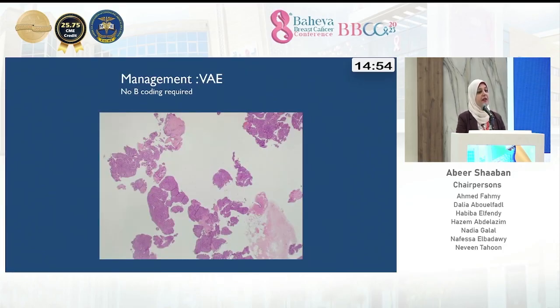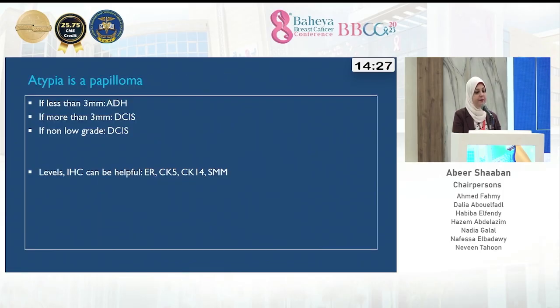Management, if it is benign without atypia, is vacuum-assisted excision. Vacuum-assisted excision, or VAE, is equivalent to diagnostic surgical excision but done by the radiologist, and in this case, no B coding is given because it is thought to be equivalent to diagnostic excision. So these are the guidelines, universal, USOMA, UK, all of them managed by VAE.